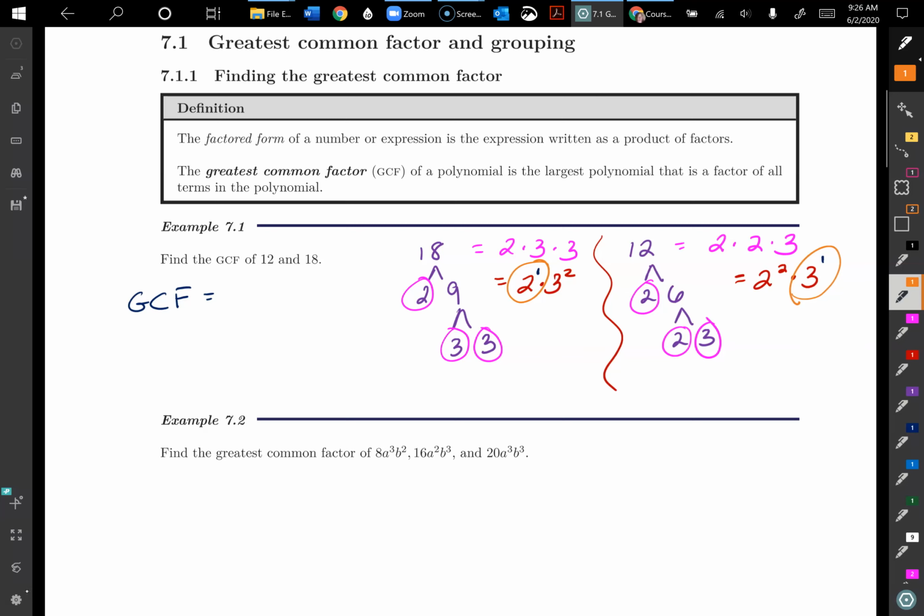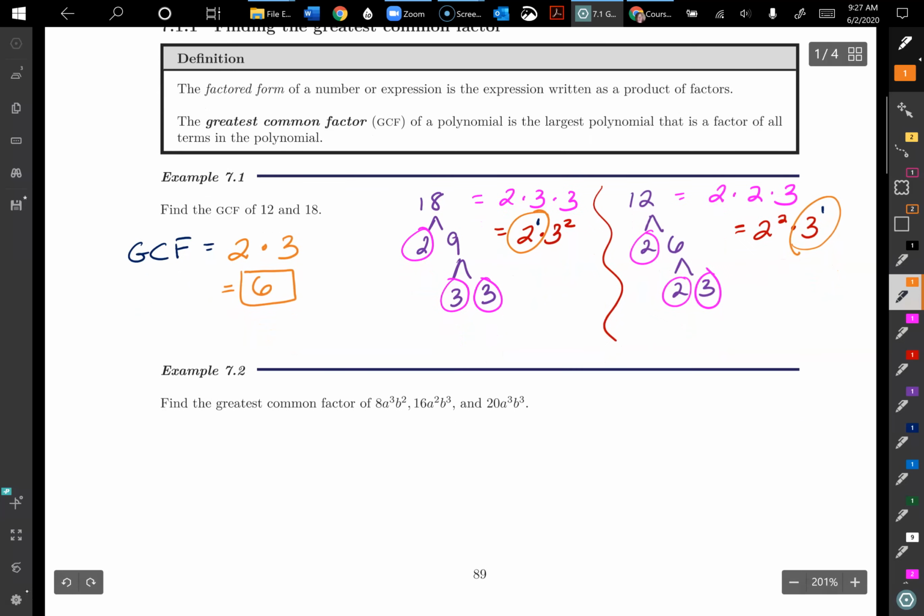So my GCF would be 2 to the first, or just actually 2 times 3, which is my 6 that I can figure out in my head. I just want you to have a method. So when you can't do it in your head, or it just looks a little awkward, you have something to think back on that's more concrete.